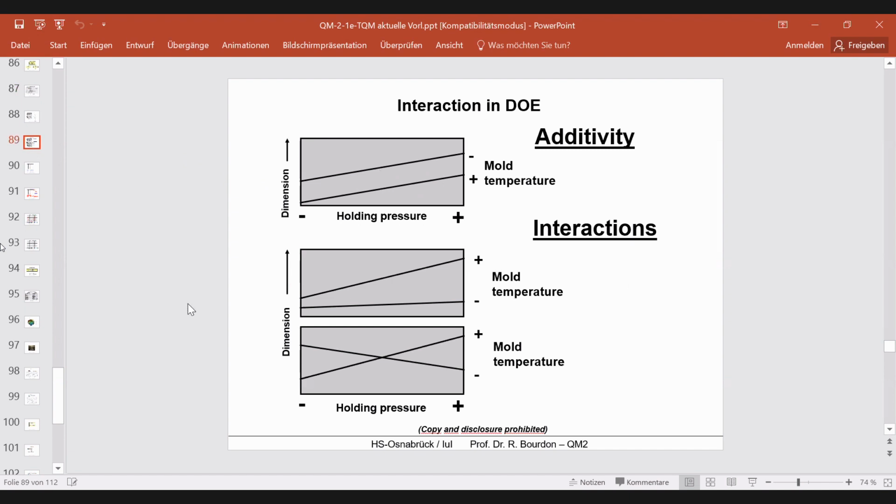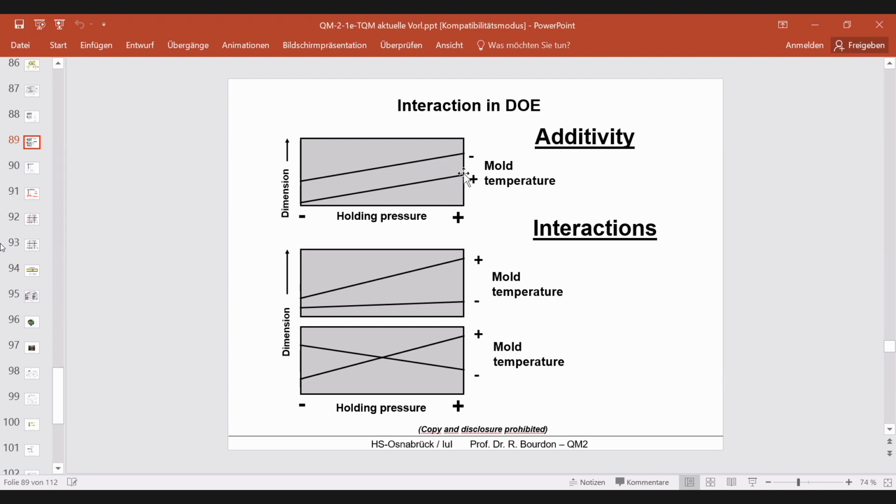In DOE, it's also possible to find out and to quantify interactions. What is an interaction? An interaction is when the effect of a factor depends on the setting of another factor. Take this example: here you have the holding pressure, this is one parameter, and here you have a dimension. Now you change the holding pressure from minus to plus, let's say from 200 to 1000 bar. Then if the holding pressure is higher, you get a bigger dimension.